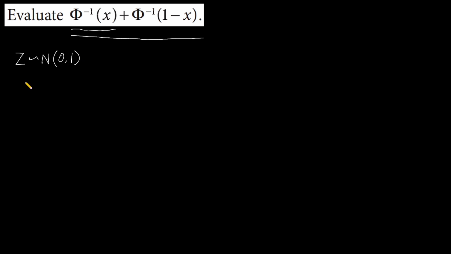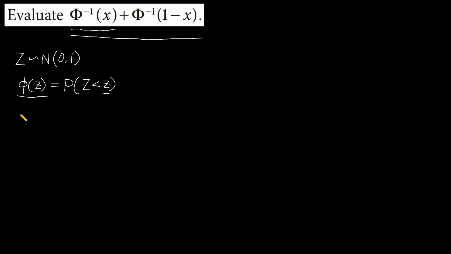Then we use this notation to represent the probability that Z is smaller than the small z. So this is a notation. This notation represents a probability: the probability that the random variable is smaller than the small z.